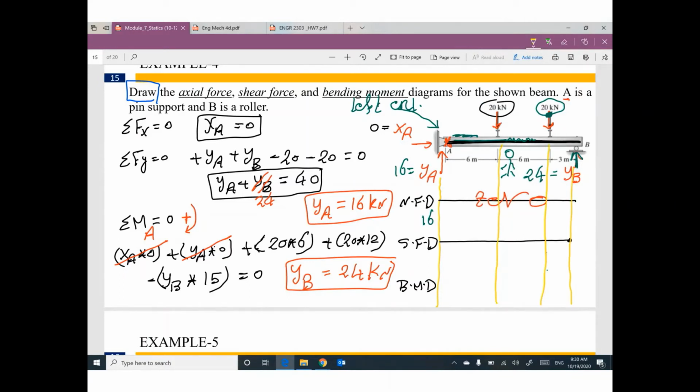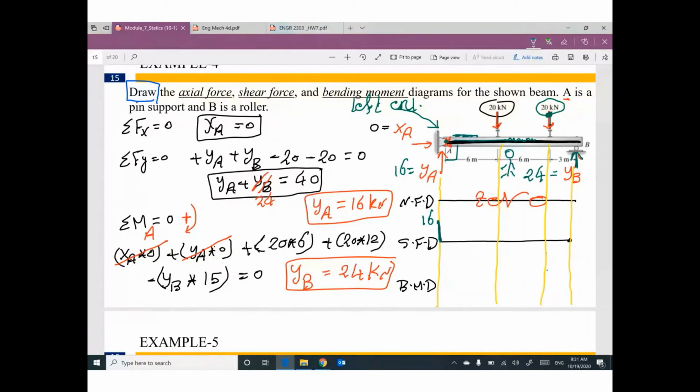To draw the shear force diagram, I have to start from the left. So where is the left side of this beam? Here you go. Start from there. What do you have at this point? We have XA, we have YA. Which one? YA, perpendicular to the beam. So this one is related to shear. YA is going up, so please go up. How much? 16. Remember, if your reactions are wrong, this diagram will be wrong.